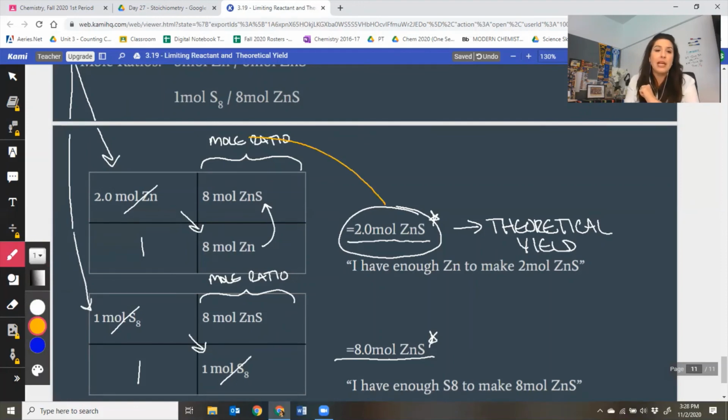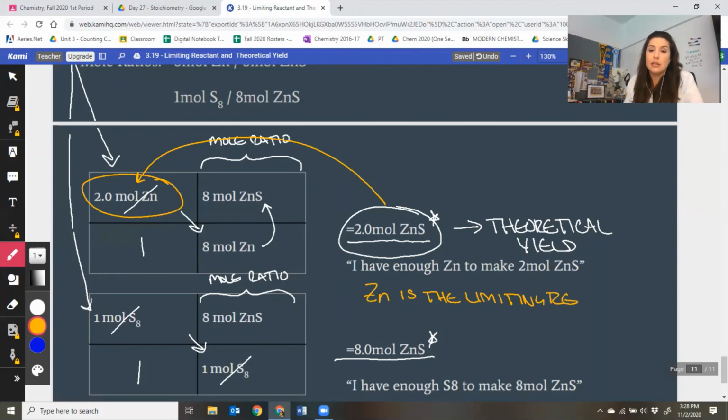Now, looking back at the reactant that gave me that theoretical yield tells me that zinc, 2 moles of zinc, is the limiting reactant. It's the reactant that gets used up when I make that 2 moles of the product. Once I've used up all of the zinc, I have no more zinc to continue the reaction. So even though I have excess of this S8, I can't make any more once I've made that 2 moles of zinc sulfide, because I'm limited by the low number of moles of zinc that I can start with.